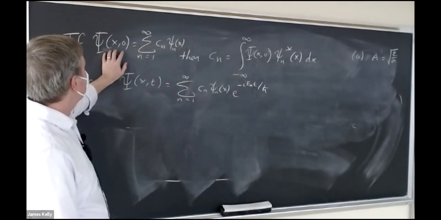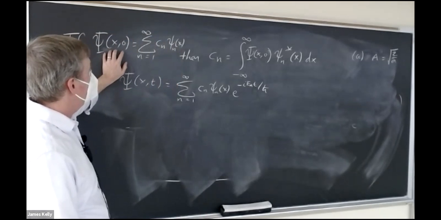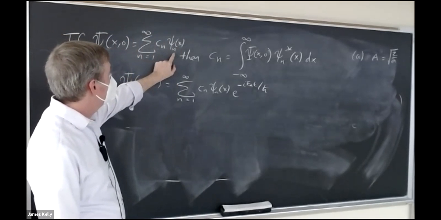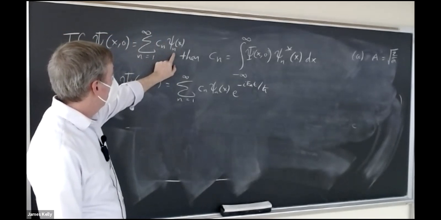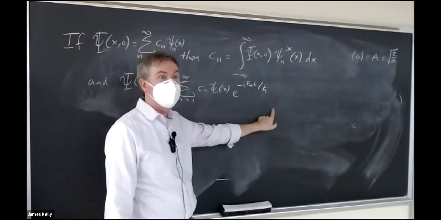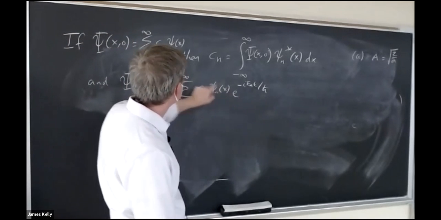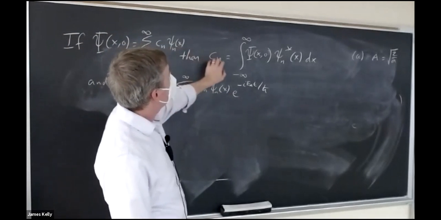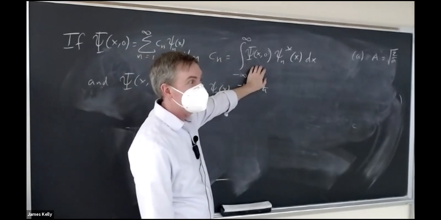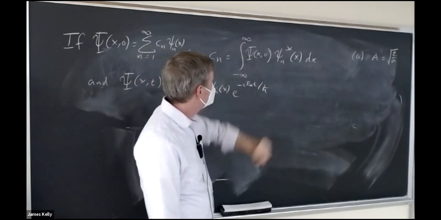If we know capital Psi at time t equals 0, and we want to write it as an infinite linear combination of the lowercase psi n's, then that makes it easy to put in the time dependence later on, right? That's why we're doing this. The claim, which we proved a little bit earlier, is that this is the formula for the Cn's. So I've got to do this integral.